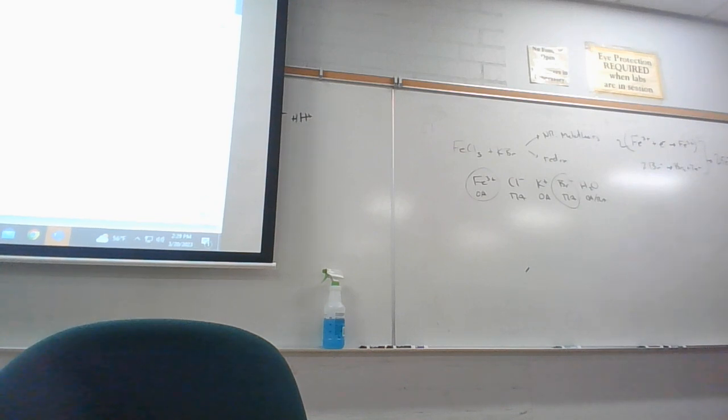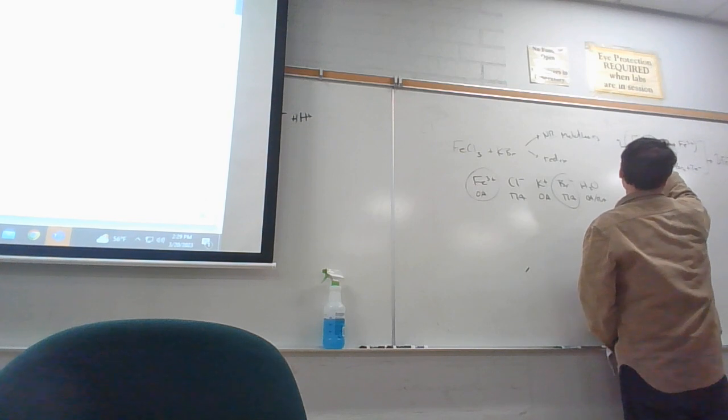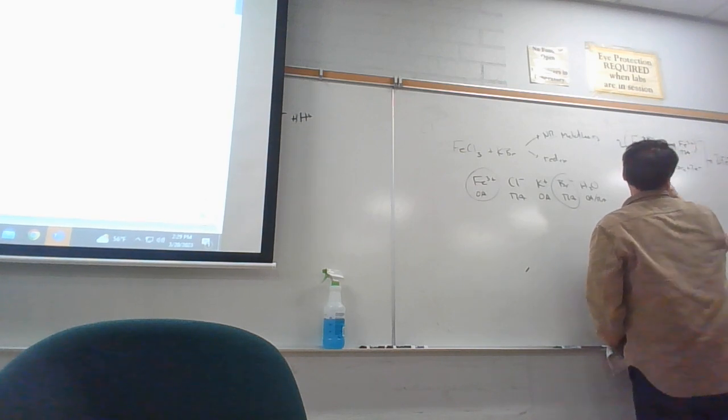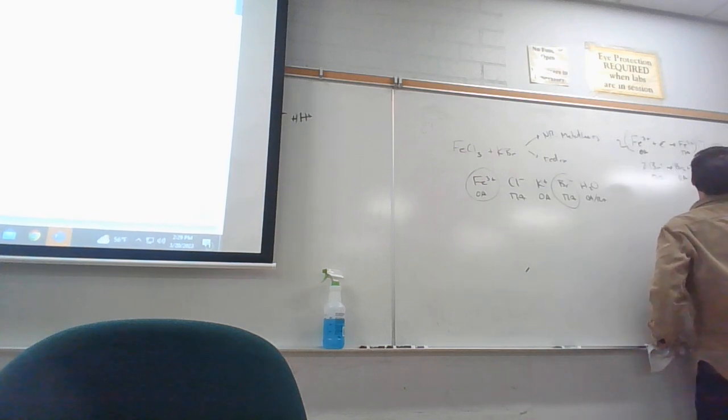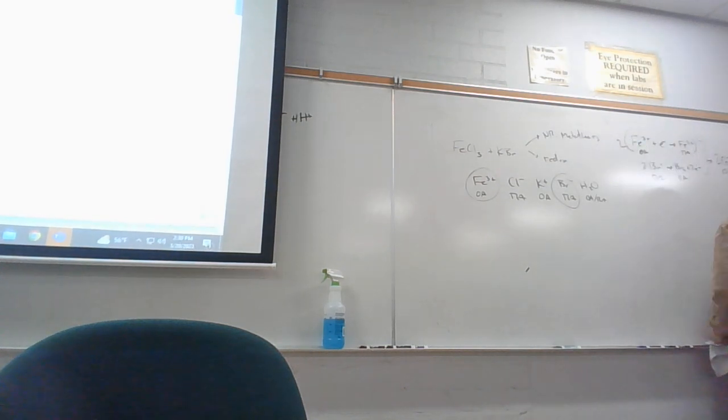And then here, if it's gaining electrons, this is an oxidizer. This would be its conjugate reducer. If it's losing electrons, this is a reducer. This is going to be its conjugate oxidizer. So this is our OA. This is our RA. This would be our RA in the reverse. This would be our OA in the reverse.